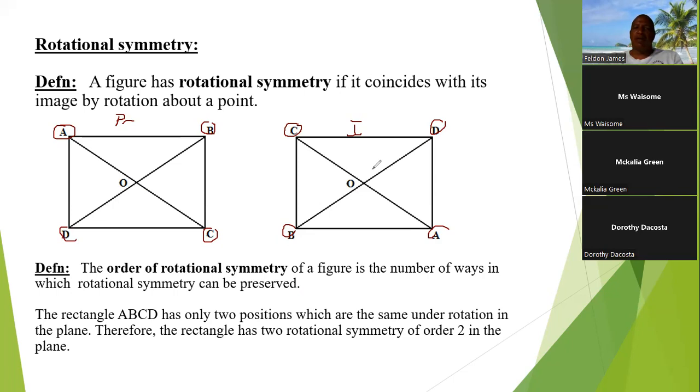So if you flip this around, C would come where A is, and D would go where B is. That's all it is saying. So there's only 2 ways that these points will coincide: A with C and B with D. So it has order 2 rotational symmetry.